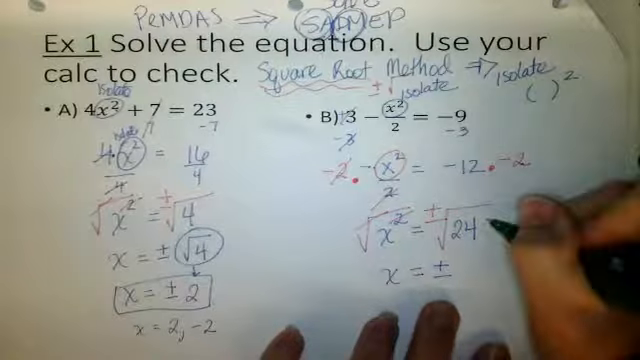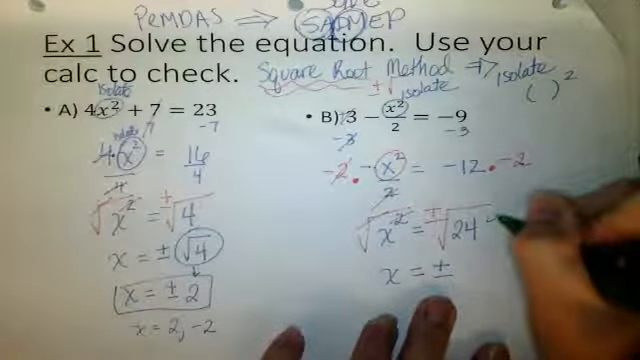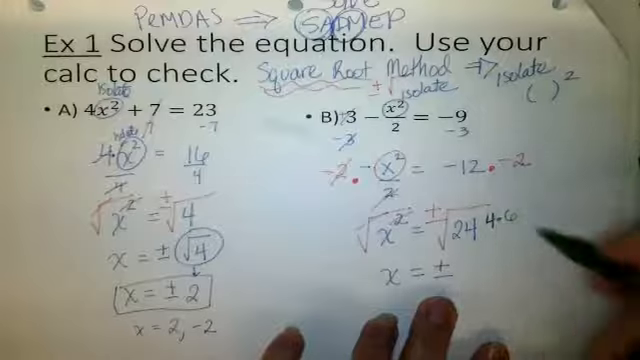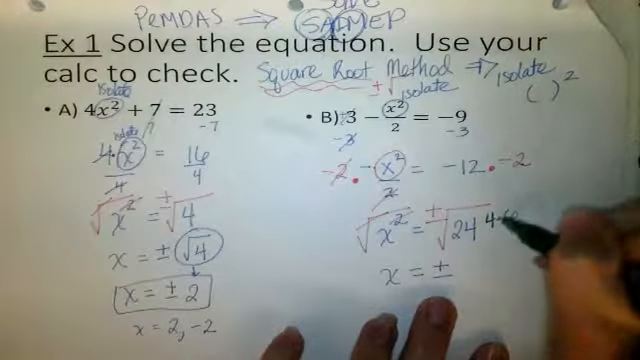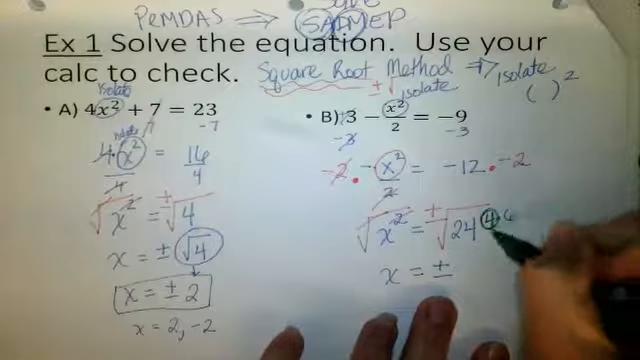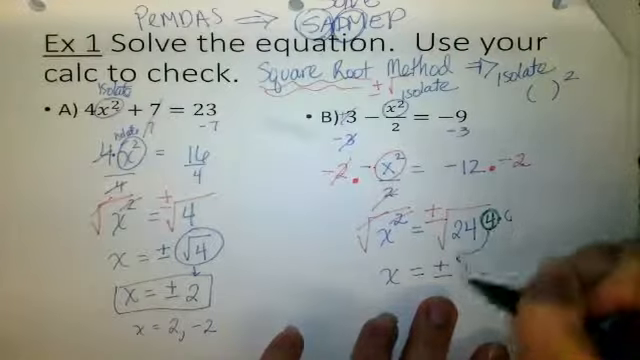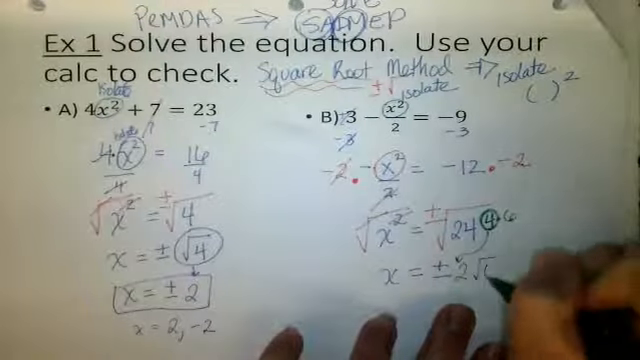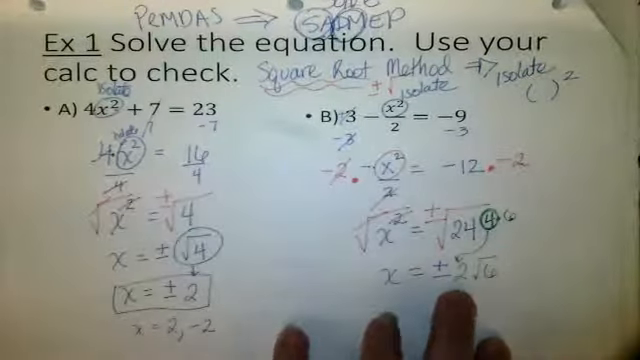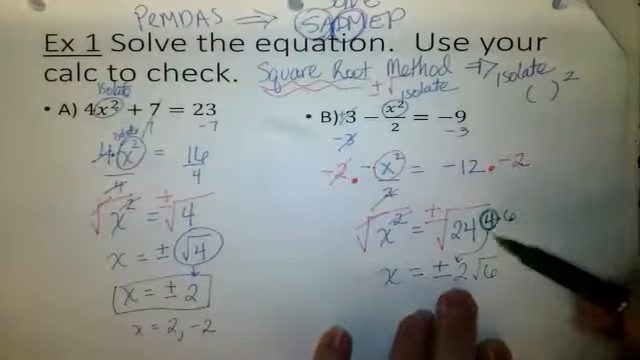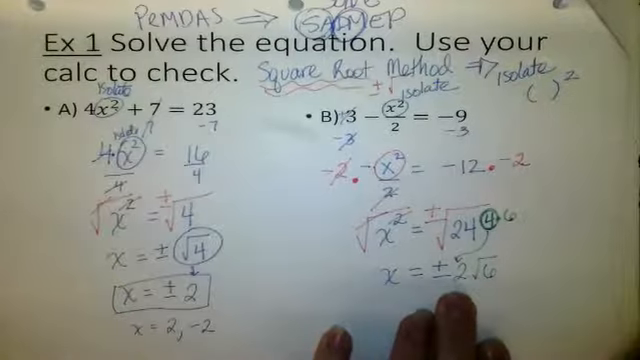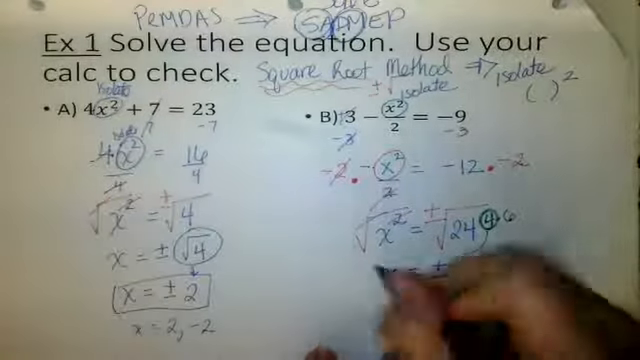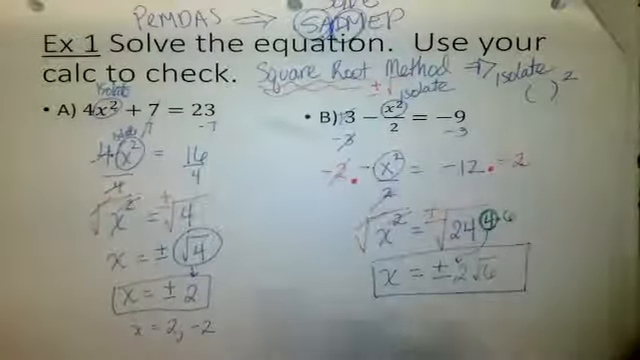What are my factors of 24 to use? 4 times 6. Those aren't the only factors, but those are good ones because we have a perfect square here. What is the square root of 4? 2. So a 2 escapes. Can I take the square root of 6? It stays. So we simplify that radical as 2 radical 6. Okay? Plus or minus 2 radical 6 is a great solution.